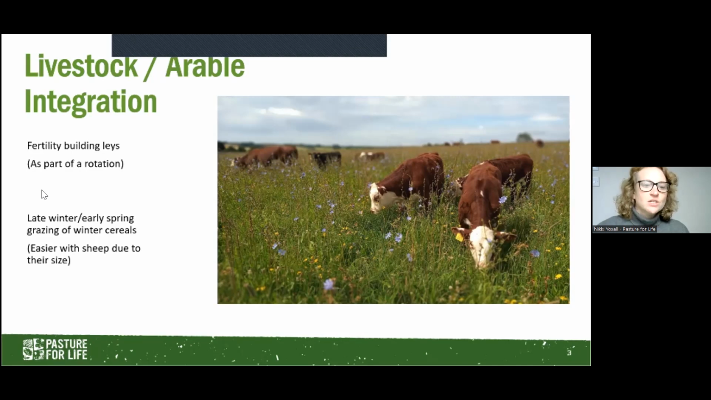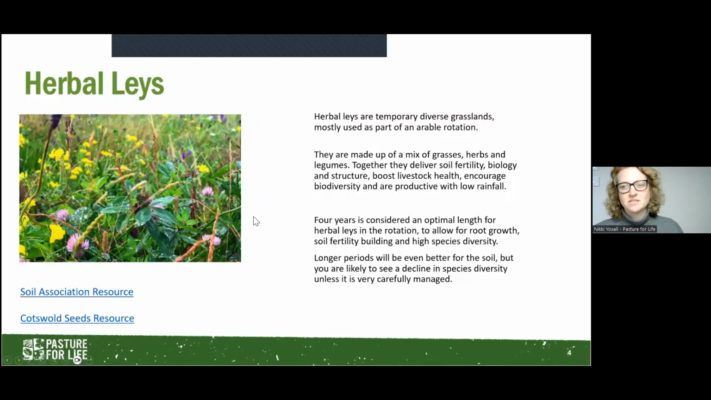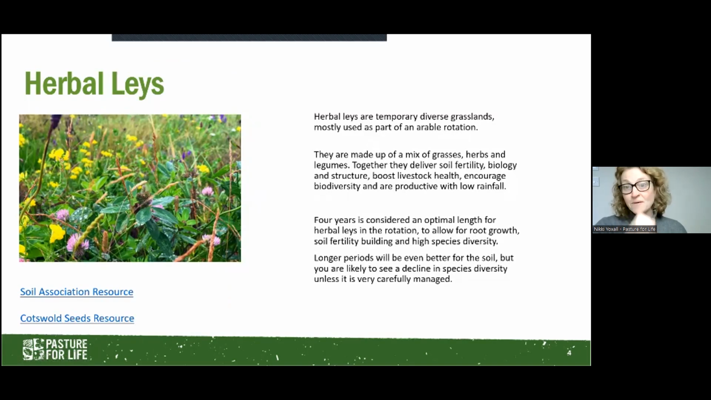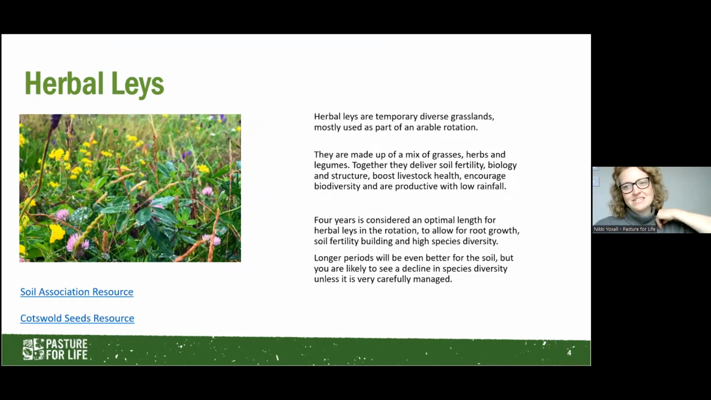There we go. So herbal lays are a really important option in the toolbox. And they're a temporary diverse grassland that's mostly used as part of this arable rotation. I'm sure this is stuff you all know. Interestingly, in England, so not in Scotland where Stuart and I are based, but in England, they are becoming increasingly popular because there is very specific funding attached to these of more than €500 a hectare if you put these in. So these are really financially viable, sensible options. And that was because the English government said that they wanted to increase species diversity in fields.